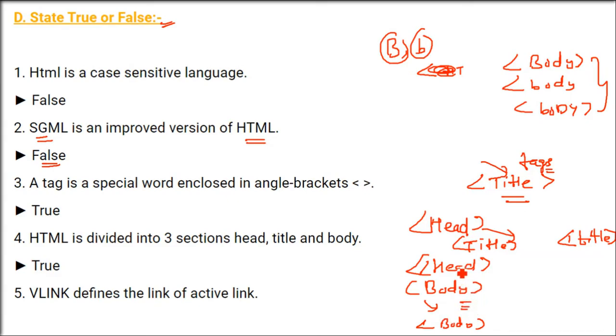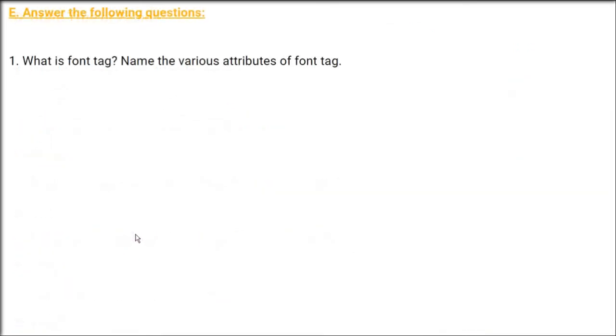So the main is head, then first is head, title and body. So three sections. VLink defines the link of a visited link, V is for visited. So this is false, it's not an active link. I'll tell you about this in the later part, because a question is going to come about this.